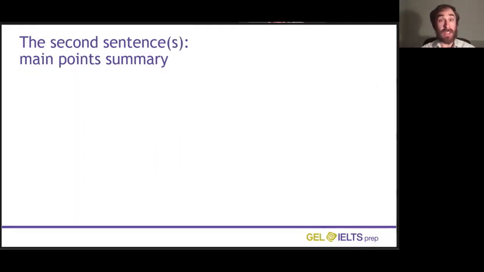Now let's think about the second sentence or second sentences of your conclusion. Remember, these are a summary of the actual points or arguments that you made in your essay. Those arguments should be clear from the topic sentences of your body paragraphs.